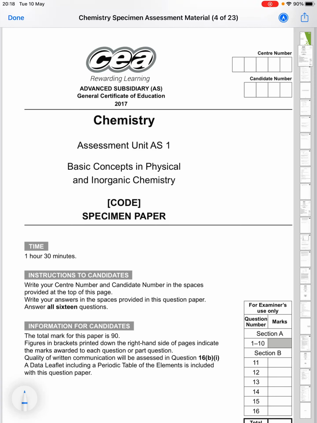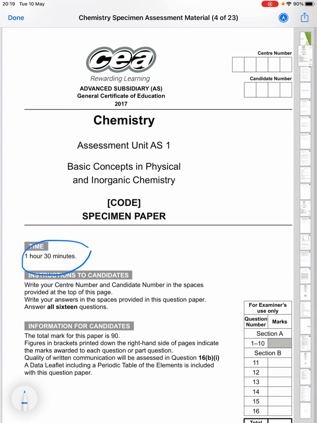So this is a walkthrough of the AS Unit 1 specimen paper, which CCEA have produced, and it's on their website. I'm going to take you through it and just talk through the way I think about these questions, and hopefully that will help you get an idea of how to approach them yourself.